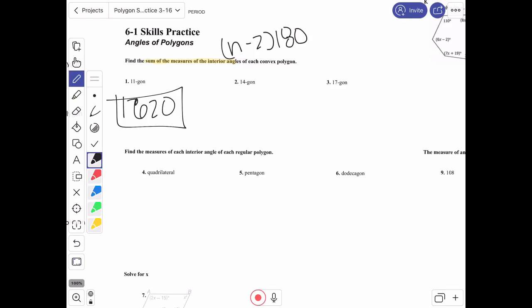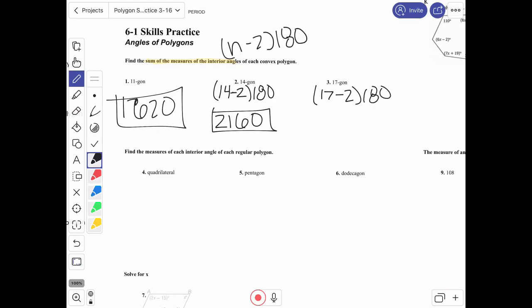Then if I have a 14 gon, I would take 14 minus 2 times 180. So really you're taking 12 times 180. And you get 2,160. And then the last one with a 17 gon, 17 minus 2 times 180. 2,700. Alright, so those should be pretty straightforward, pretty easy.